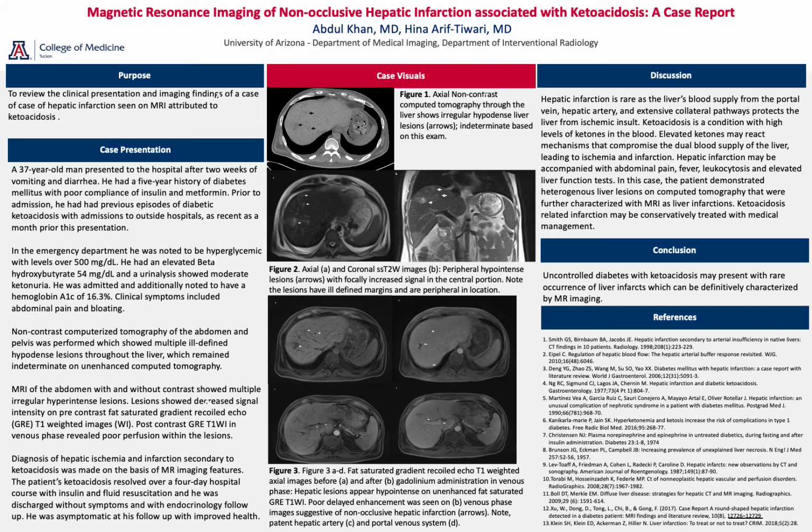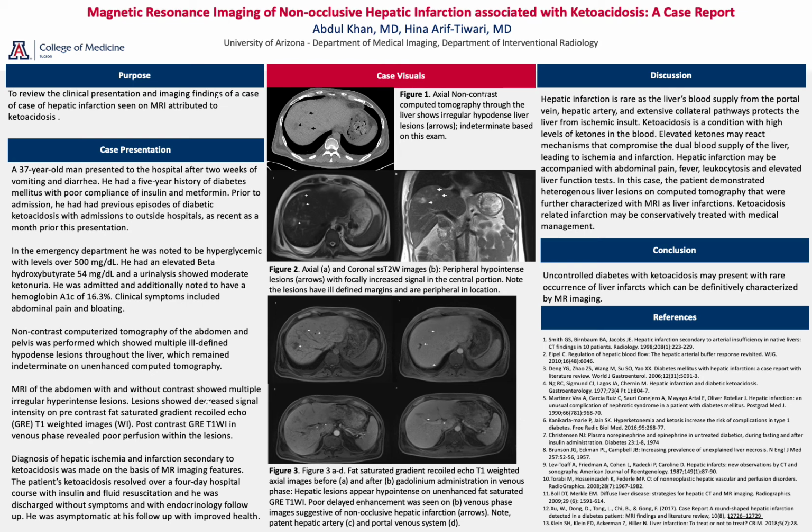Hepatic infarction is somewhat of a rare phenomenon due to the dual blood supply of the liver. The portal vein and hepatic artery, as well as collateral pathways, protect the liver from ischemic insult. In the case of ketoacidosis, this can increase the viscosity of the blood. There are a few other mechanisms by which it can affect the supply of blood to the liver, including the release of epinephrine and norepinephrine, and these can lead to ischemia and infarction. In this case, this is likely related to ketoacidosis.